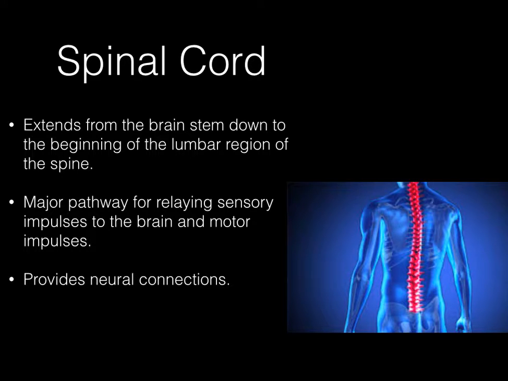The spinal cord. So the spinal cord extends from the brainstem down to the beginning of the lumbar region of the spine. Remember, when we were doing bones, the lumbar region is down at the bottom. It has major pathways for relaying sensory impulses to the brain and motor impulses. So it's basically kind of a pit stop to relay impulses out to the muscles, as well as from the muscles into the brain. So this provides neural connections.